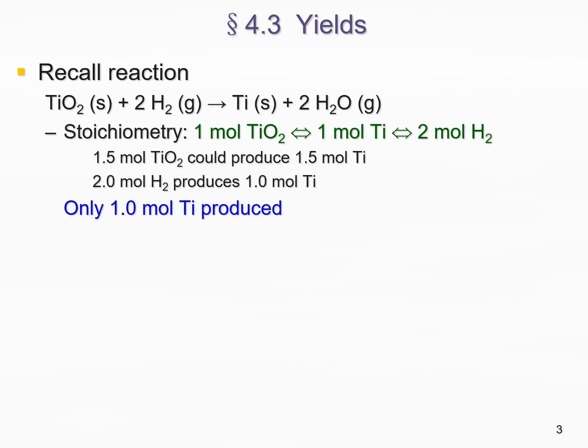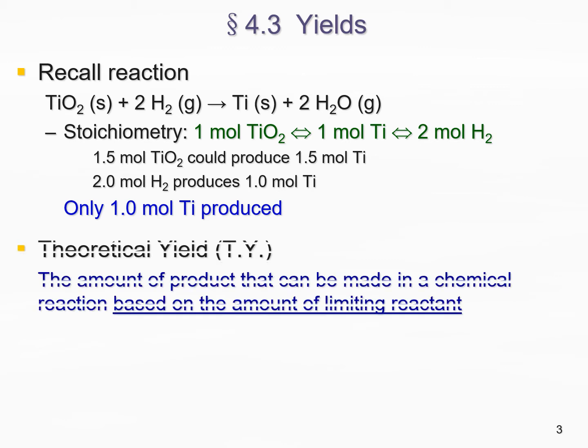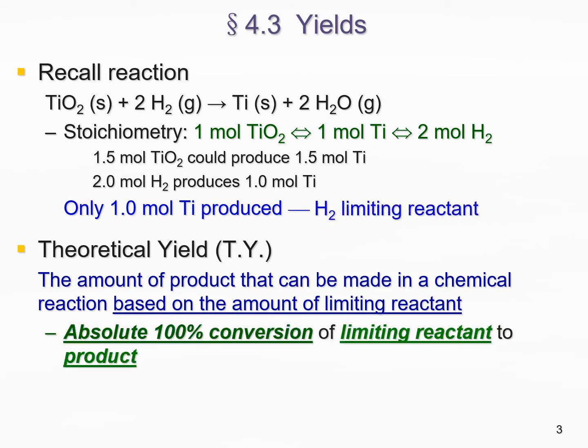Now, as we see, according to our discussion, there's only 1 mole of titanium that can be produced. So our theoretical yield, according to the definition, the amount of a product that can be made in a chemical reaction based on the amount of a limiting reactant, should be 1.0 moles of titanium. Well, from this definition, one thing that we can be certain of is theoretical yield is 100% conversion of limiting reactant to product. What does that mean?